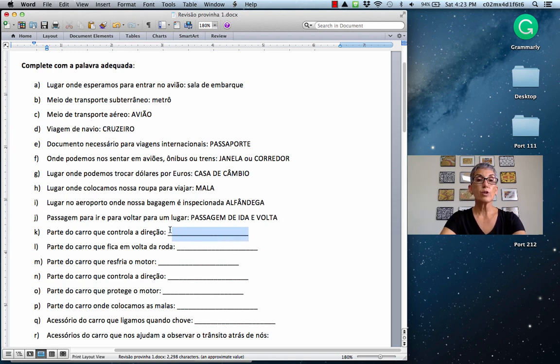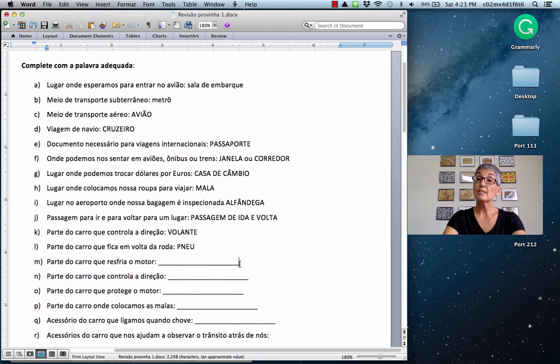Parte do carro que controla a direção. So, what part of the car controls the direction in which the car is going? Volante. Parte do carro que fica em volta da roda. So, part of the car that is around the wheel. So, parte do carro que fica em volta da roda, pneu.